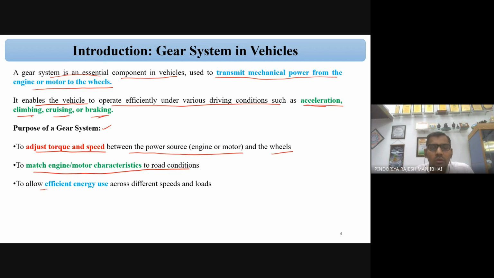Third, to allow efficient energy use across different speeds and loads. So we have to use the full mechanical energy, we have to use 100% of the mechanical energy to transmit the power to the wheel. But 100% is not possible, but we can try. So we try to transmit with 100% efficiency from the motor, otherwise from the engine, to the wheels. Okay.